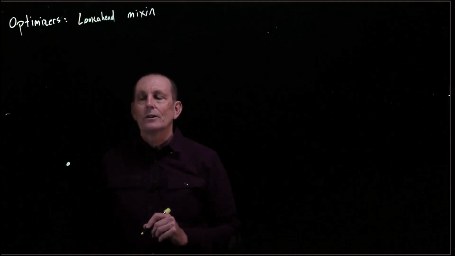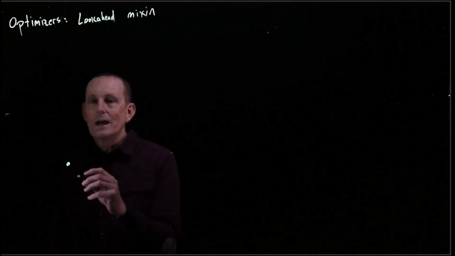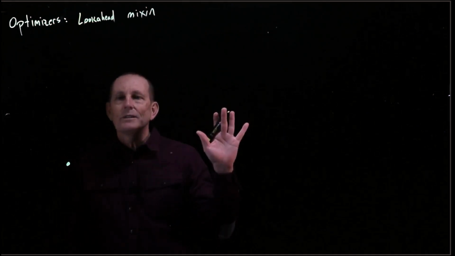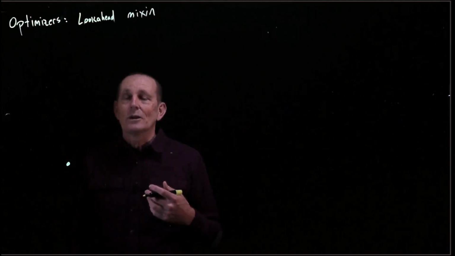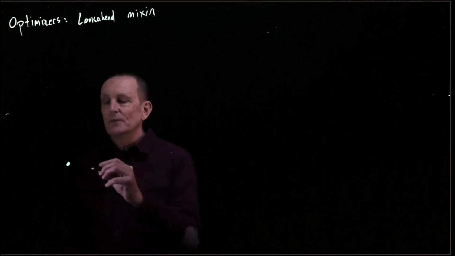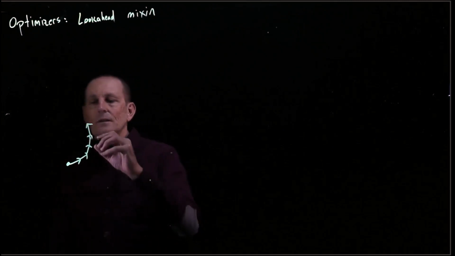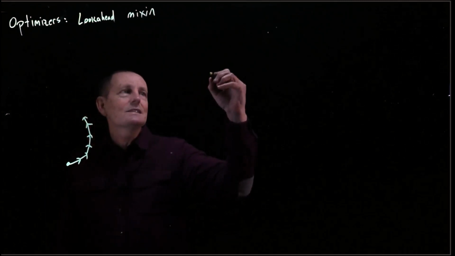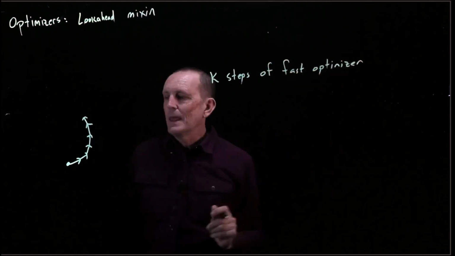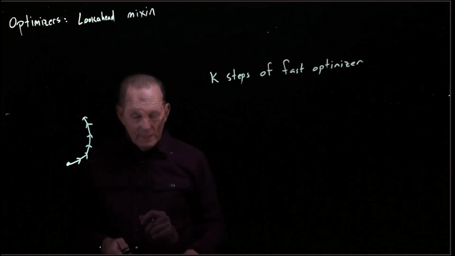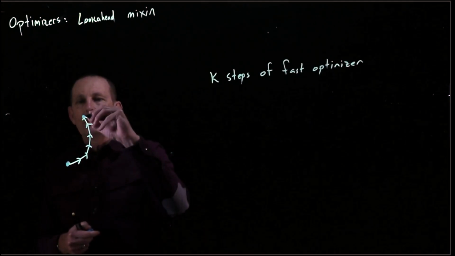We have our current parameters, and we are going to take some steps with whatever optimizer we want. We could be using Nadam, we could be using RMSprop, AdamW, it doesn't matter. So we take some steps, a few steps. We take k steps of what's called the fast optimizer. And then we mark where we started and where we ended.